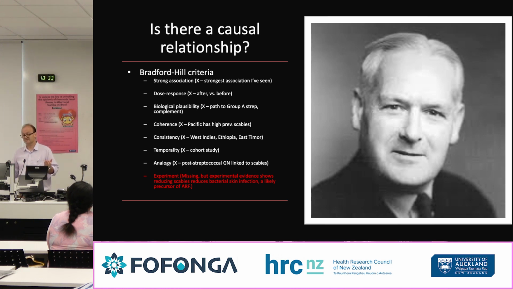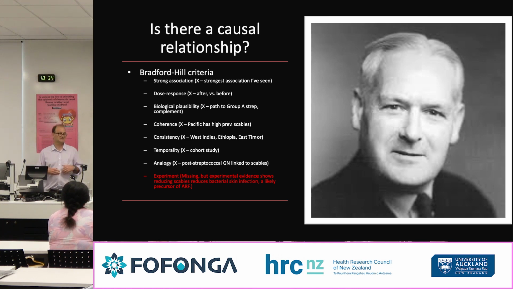Analogy, well, many people are not aware of it, but it's in the textbooks that scabies leads to post-streptococcal glomerulonephritis. What is post-streptococcal glomerulonephritis? It's like rheumatic fever of the kidney. It's an immune-mediated disease related to recent streptococcal infection, as the name implies. What are we missing? We're missing experimental evidence, and I think the Australian group, the World Scabies Program, are currently doing some studies in Fiji looking at this very question. If you treat scabies well, do you reduce the prevalence or the incidence of rheumatic heart disease?